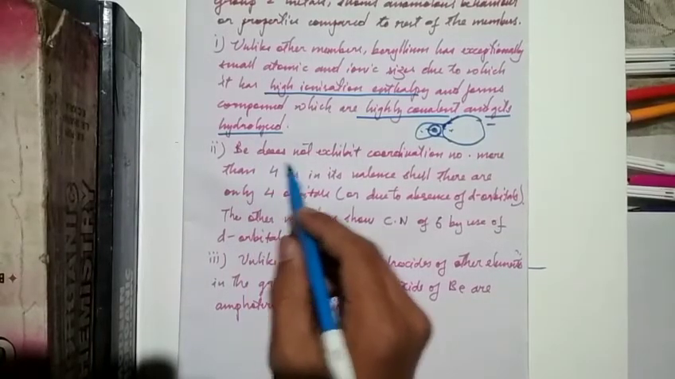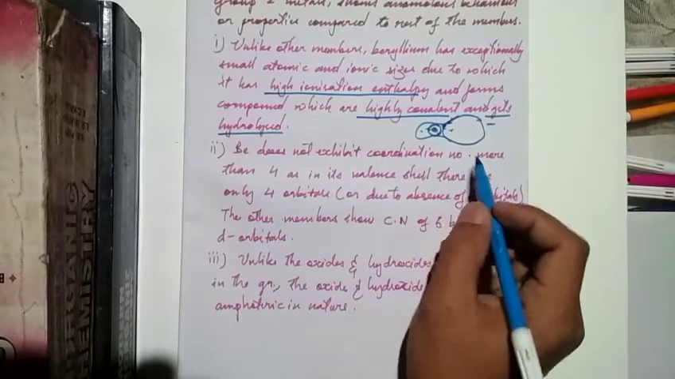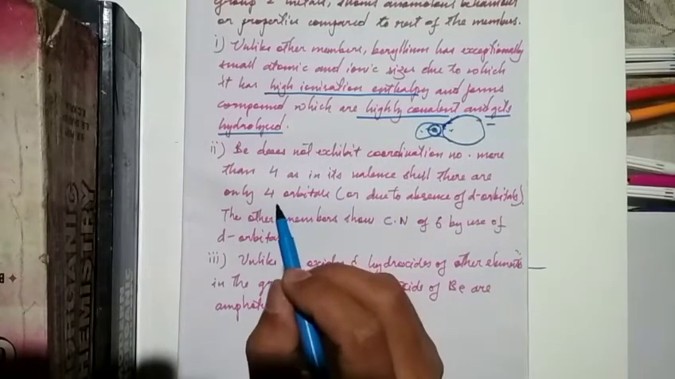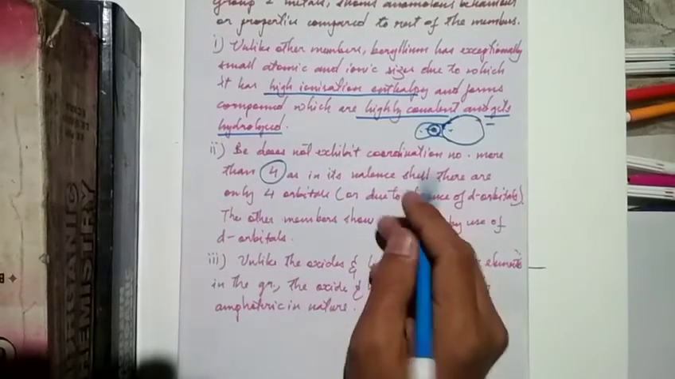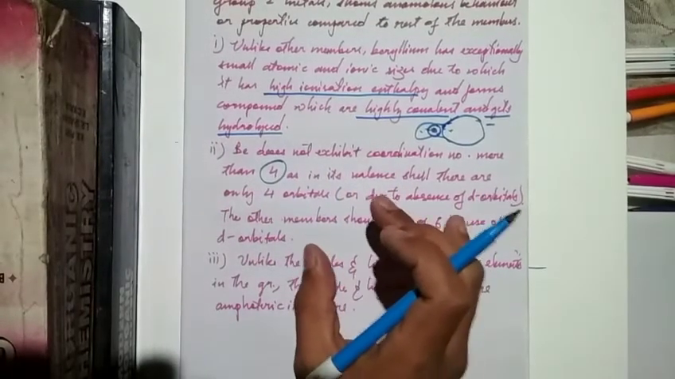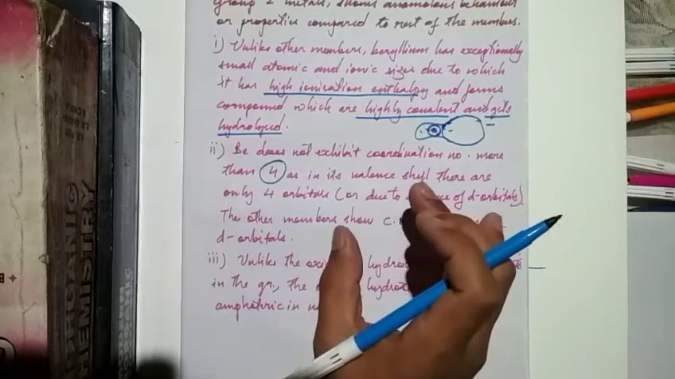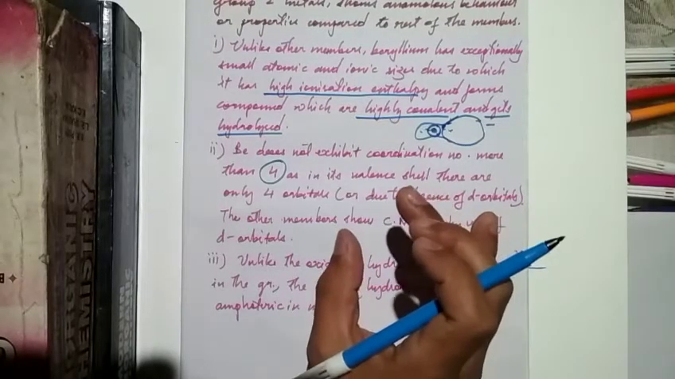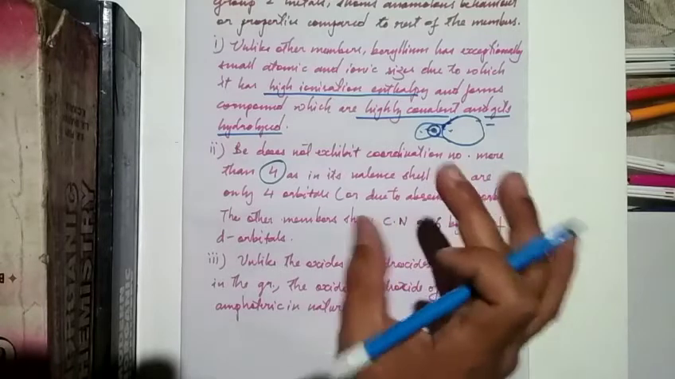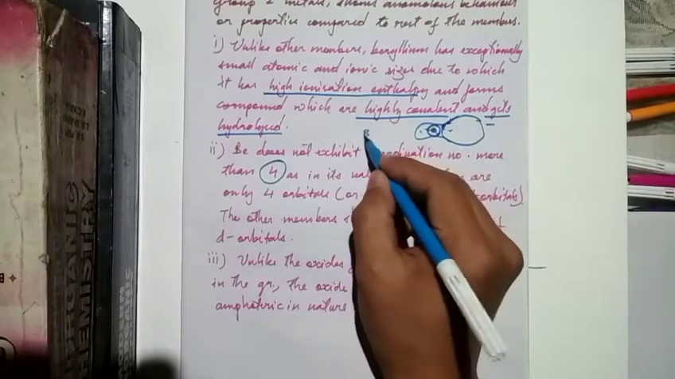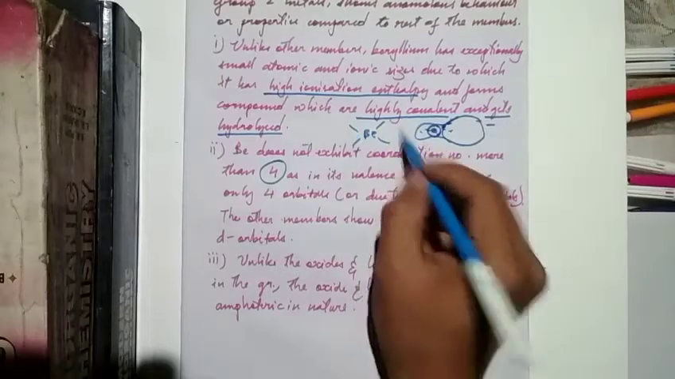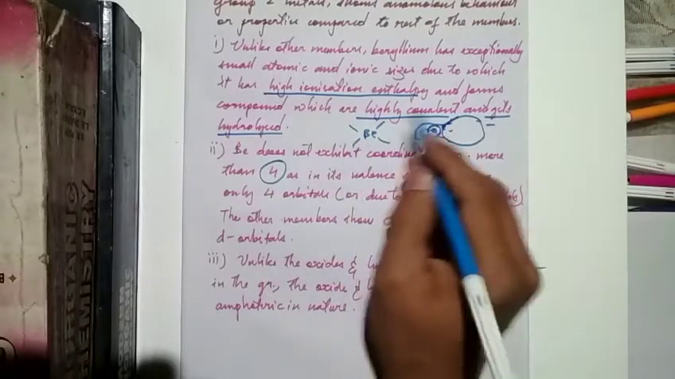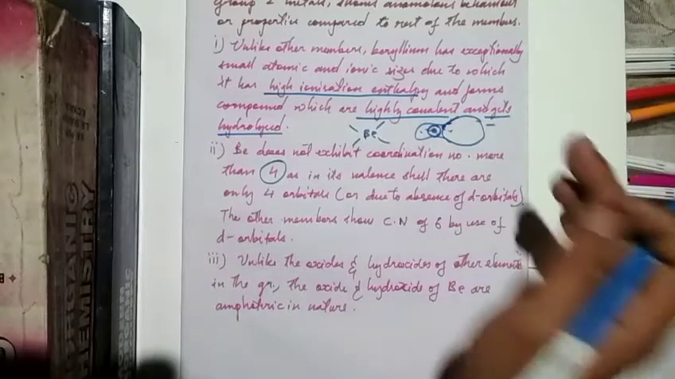Now let's come here. Point 2: beryllium does not exhibit a coordination number of more than 4, so it cannot have more than 4 coordination number. That means it will have up to 4 bonds. Be can have up to 4 bonds, so it can be attached to up to four other species.